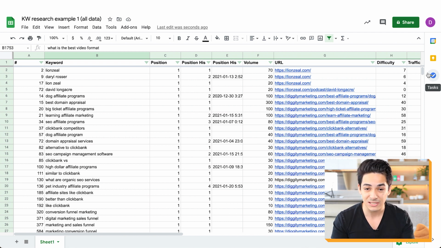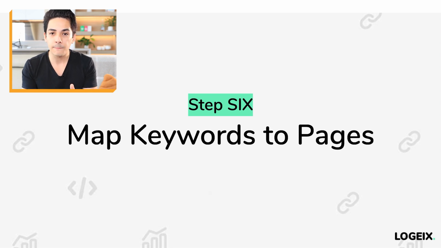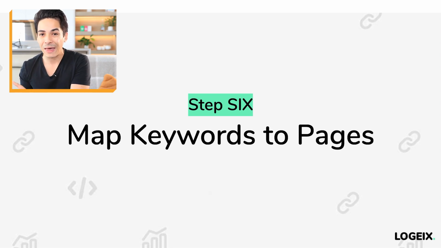So let's go through the steps together. At this point, we have this big list of keywords. It's cleaned, but you're probably thinking, how do we use this? Well, let me walk you through the steps. The first step, which is now step 6 in this overall process, is to map keywords to pages.